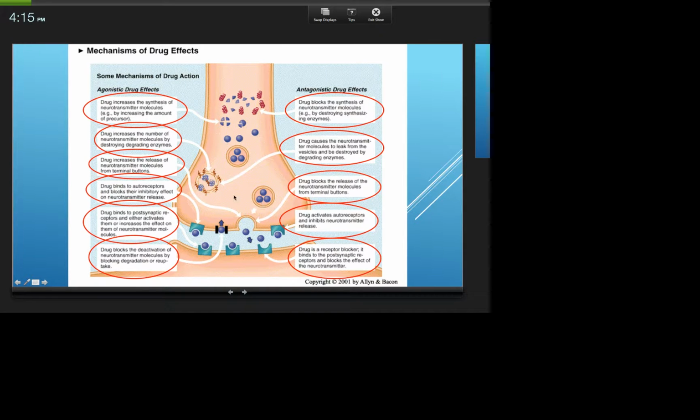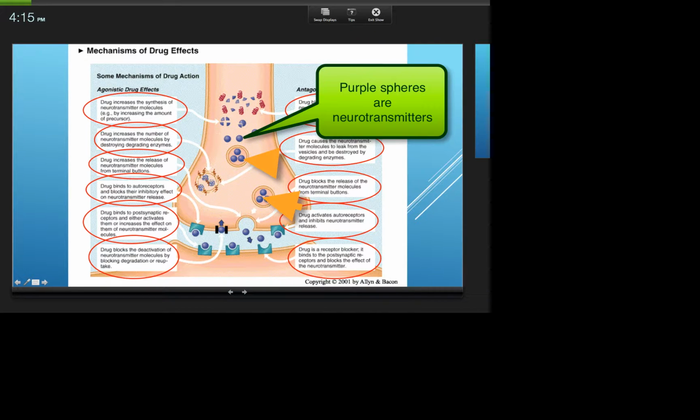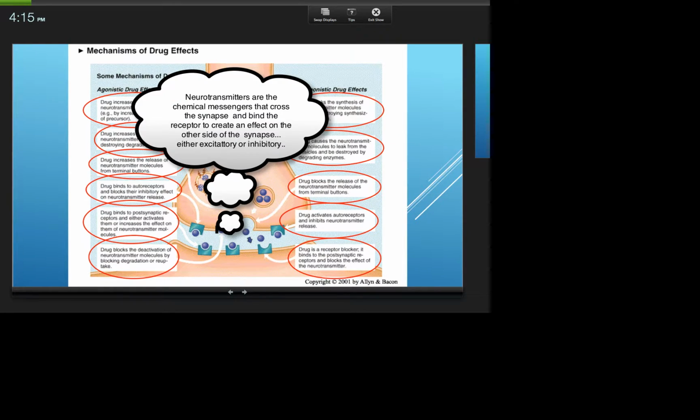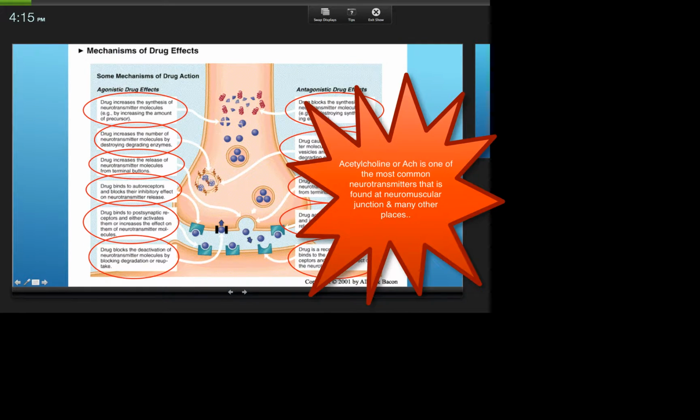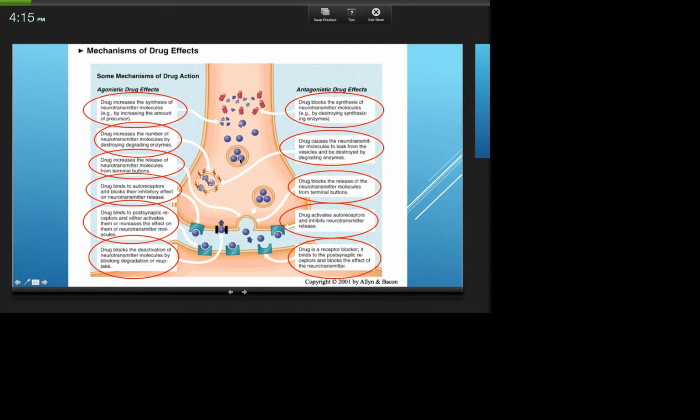So here we have a presynaptic side, postsynaptic side. These are called vesicles. Inside these vesicles are neurotransmitters. So the bottom is postsynaptic, the top is presynaptic. The circles are vesicles, and what's inside are neurotransmitters, like acetylcholine, for instance. If this was a muscle on the other side, this would be acetylcholine.